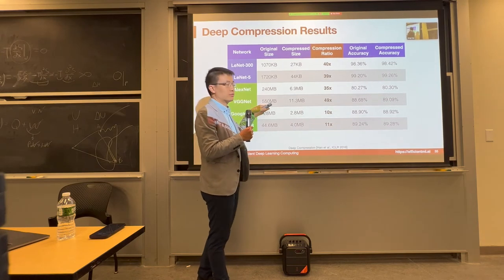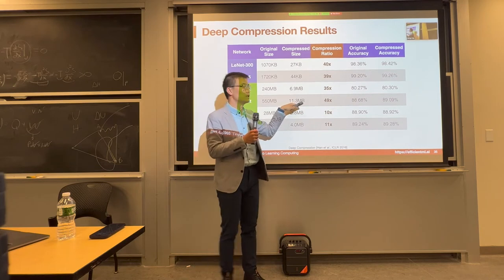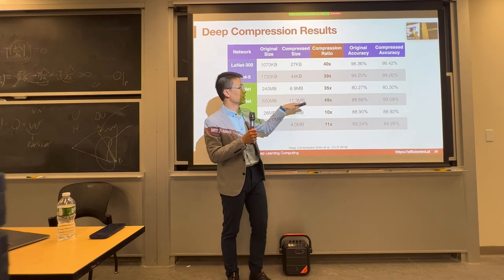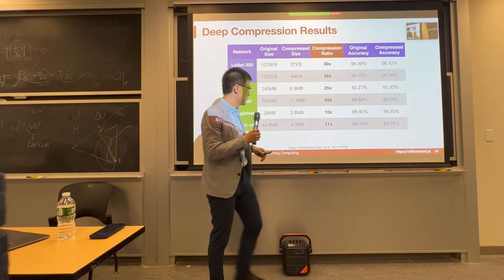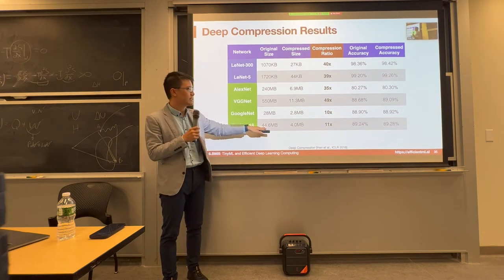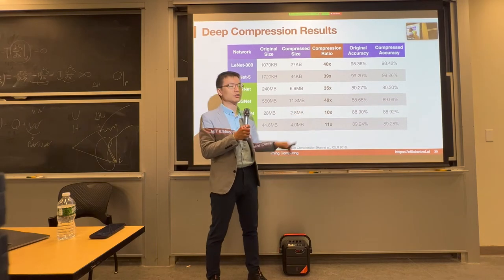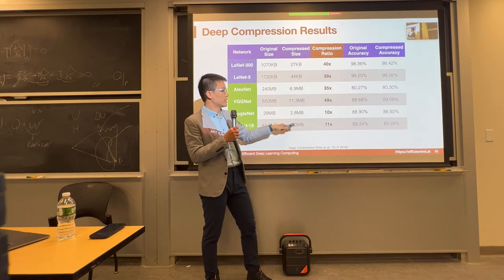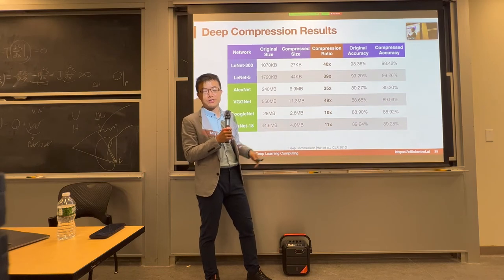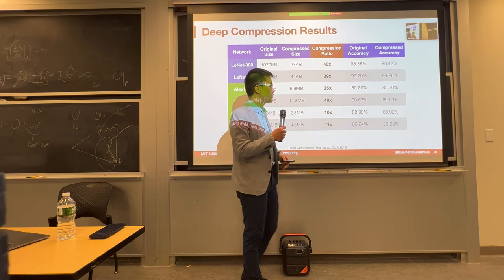For VGG, originally super bloated at 550 megabytes. After compression, only about 11 megabytes. Accuracy is still about the same. GoogLeNet, very efficient to begin with, similarly for ResNet-18. It can be compressed less, but again, an order of magnitude compression, only a couple of megabytes, very easy to fit on chip in SRAM, so that you can avoid those off chip DRAM accesses.